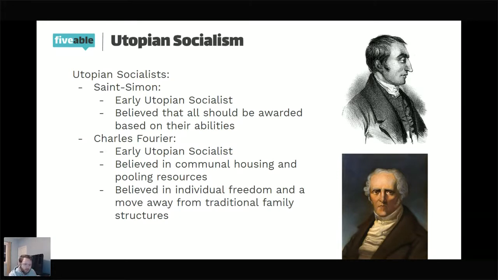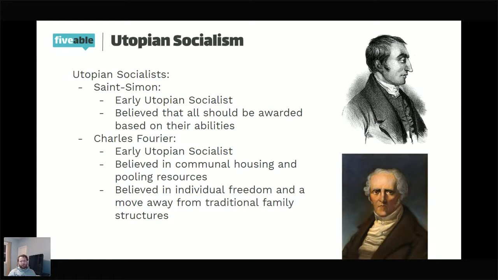The next person that we really need to look at here is Charles Fourier, another one of these early utopian socialists. He takes things a few steps further, believing in communal housing and pooling resources, believing in individual freedom and a move away from traditional family structure. And this is something you tend to see a lot with these utopian socialists, this move away from traditional, conservative family structure, tending to move more towards polygamy, kind of allowing for more expanded sexual partners and more non-traditional families.